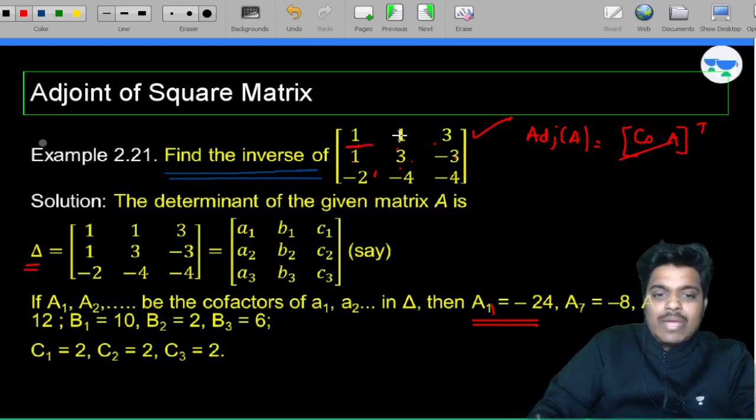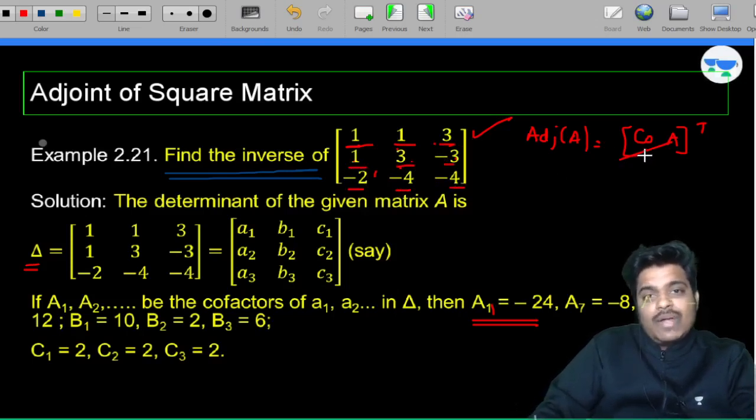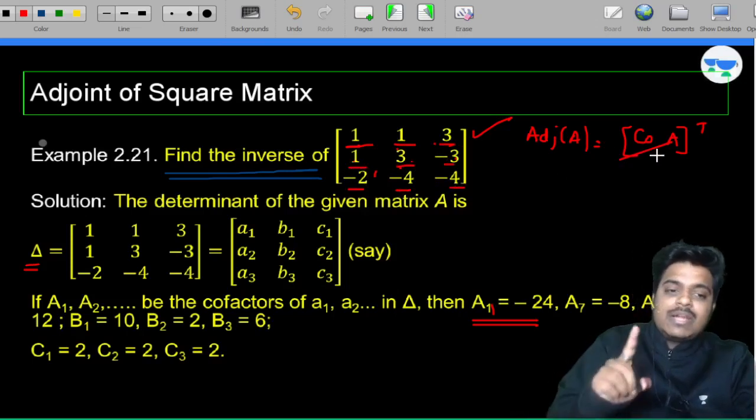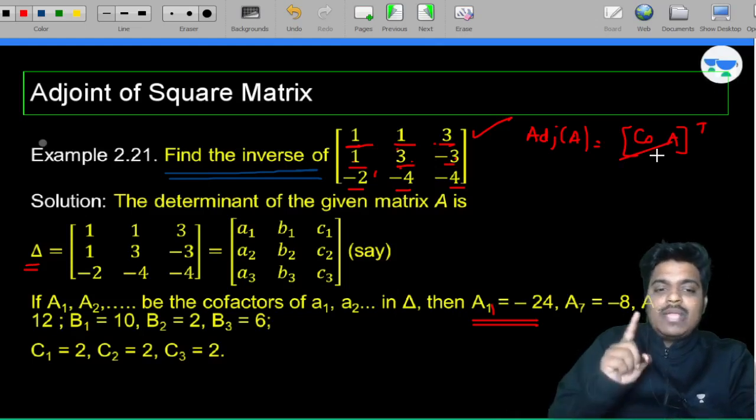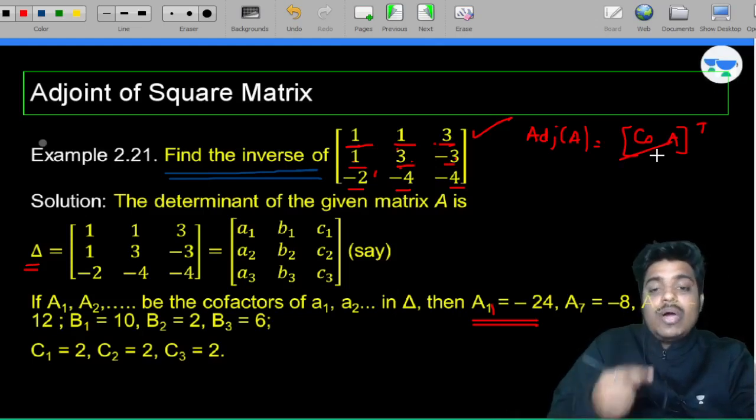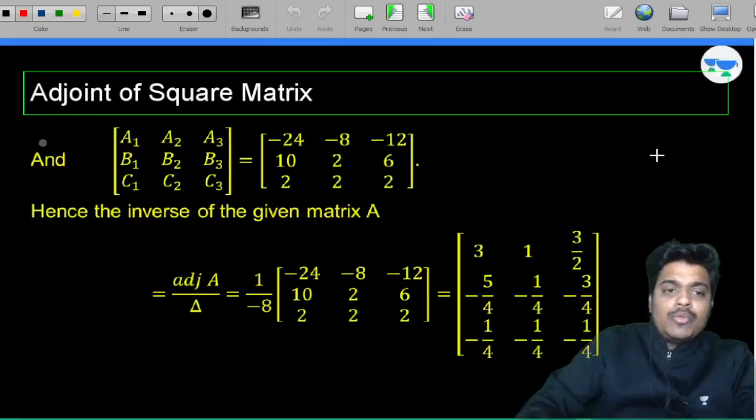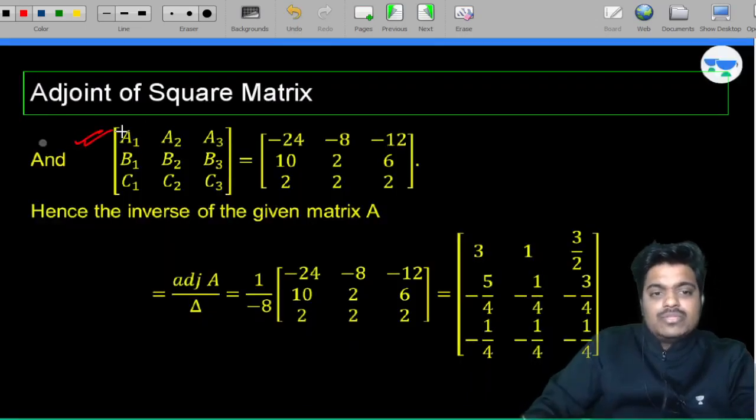So that is why you calculate the cofactor for each position and form a matrix. This is known as the cofactor matrix. Now, when you take the transpose of this matrix, you are automatically going to get the adjoint of A. So this is your adjoint matrix.